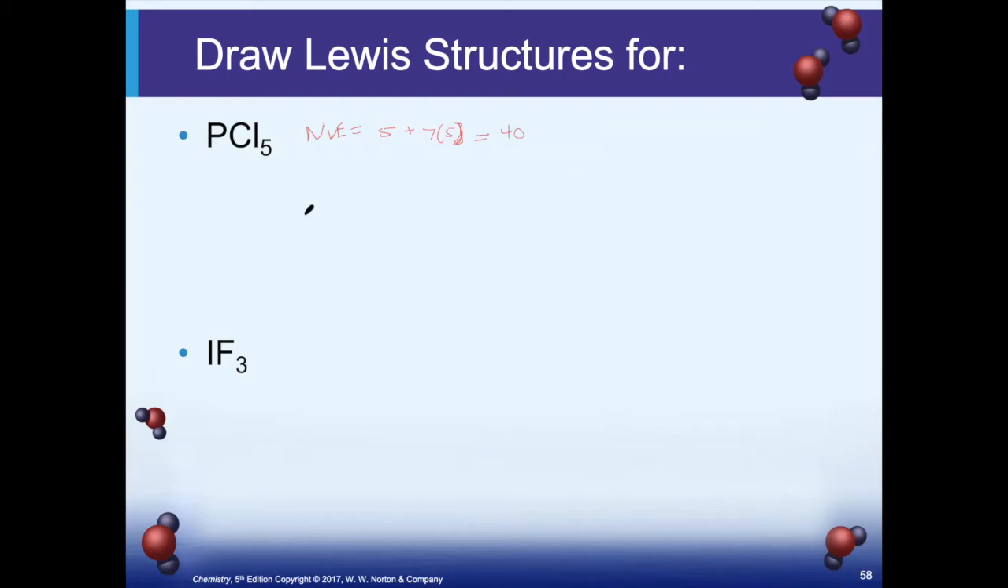Okay, so that's a total of 7 times 5 is 35, plus 5 is 40. Okay, so I'm going to pick a central atom. Well, I'm going to put phosphorus in the middle, and then I just have to put the 5 chlorines around it. Okay, so the next thing I'm going to do is connect all those with single bonds. All right, so that used up 10 electrons to leave me with 30. Each bond is 2 electrons. And so now I give each perimeter chlorine their octet with lone pairs.